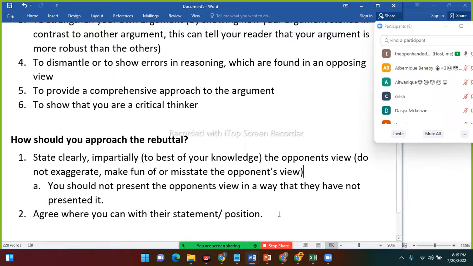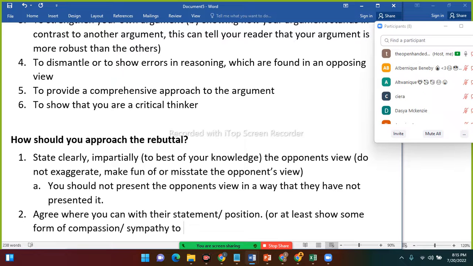compassion, or at least show some form of compassion. And the reason why I say compassion or sympathy is to why you think they might believe it. So show compassion to their ignorance.